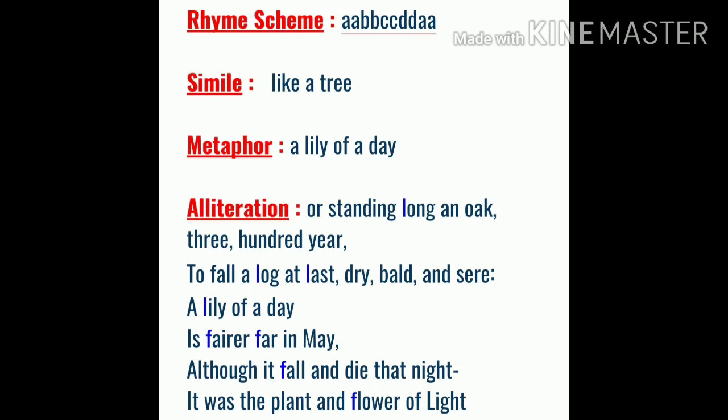And in next lines: is fairer far in May, although it fall and die that night, it was the plant and flower of light. Here the repetition of F can be seen. Fairer, far, fall, flower, fair, fall. So here alliteration has been used.